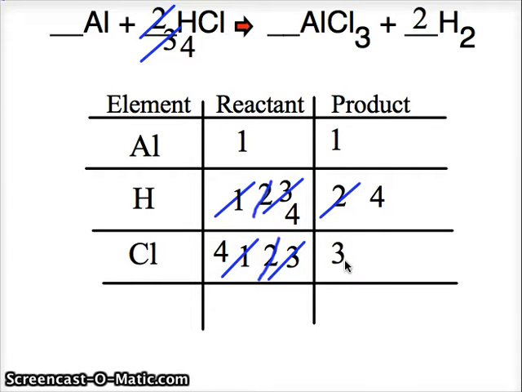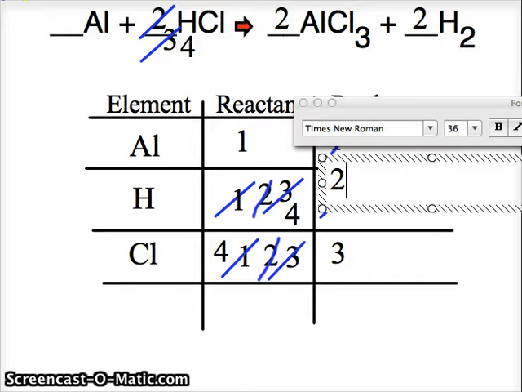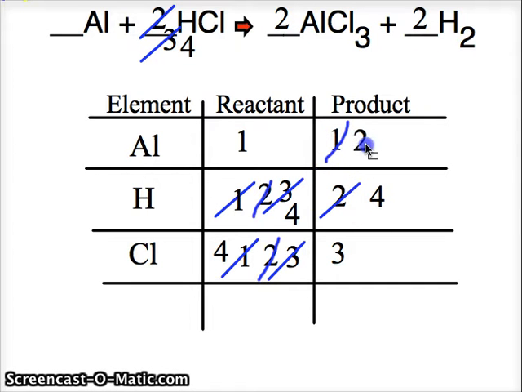So I have to add a coefficient on the product side. I have to add a 2, because the next step up from 1 is 2. This changes this to be 2 aluminum. It changes this to be 6 chlorine, because 2 times 3 is 6.